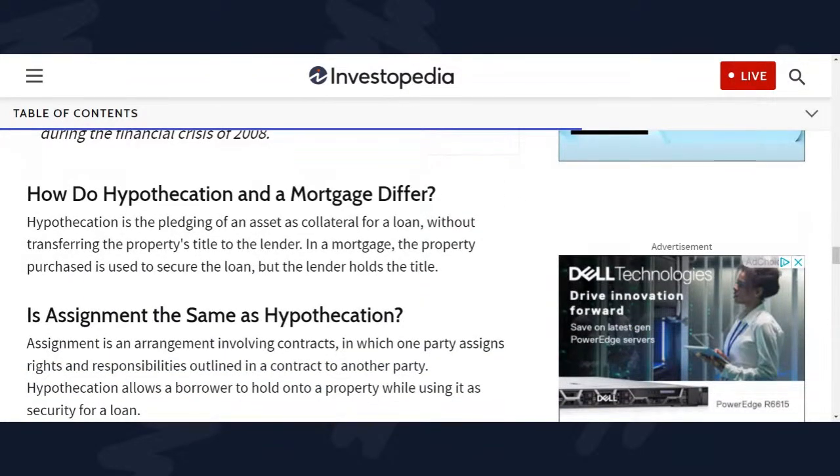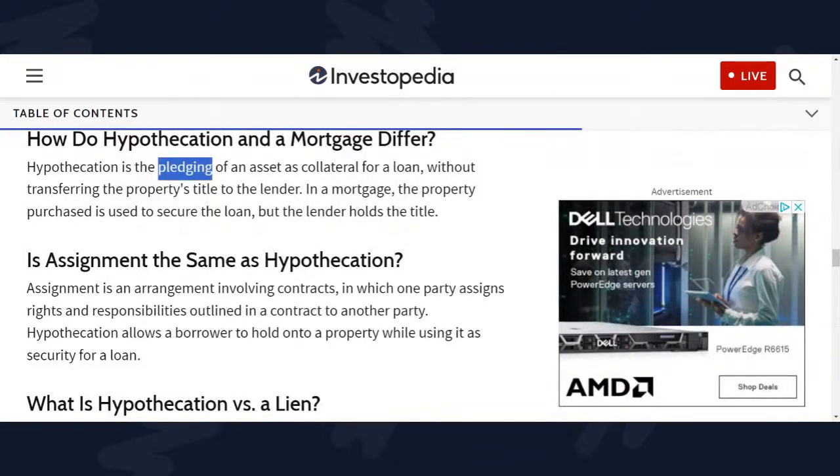How do hypothecation and a mortgage differ? Hypothecation is the pledging of an asset as collateral for a loan without transferring the property's title to the lender. Okay? You're pledging an asset as collateral. So the documentation isn't the title. It's the agreement that if the contract falls through, you can come after me and attain the asset. Okay? It's an if-then thing. It's an insurance itself. It's an assurance.